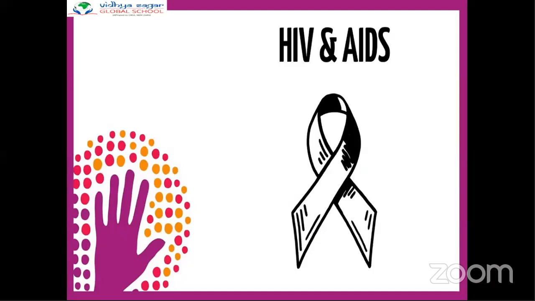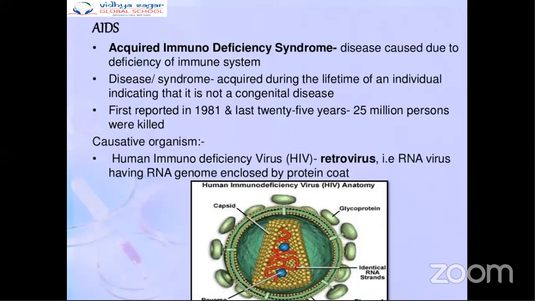Human immunodeficiency virus. Okay, AIDS, acquired immunodeficiency syndrome. Good. So AIDS is a disease caused due to the deficiency of the immune system. Actually, it is the virus which attacks the immune system of the human being, so it is called human immunodeficiency virus. The disease and syndrome are acquired during the lifetime of an individual, indicating that it is not a congenital disease. It was first reported in 1981, and in the last 25 years, 25 million persons were killed because of HIV.